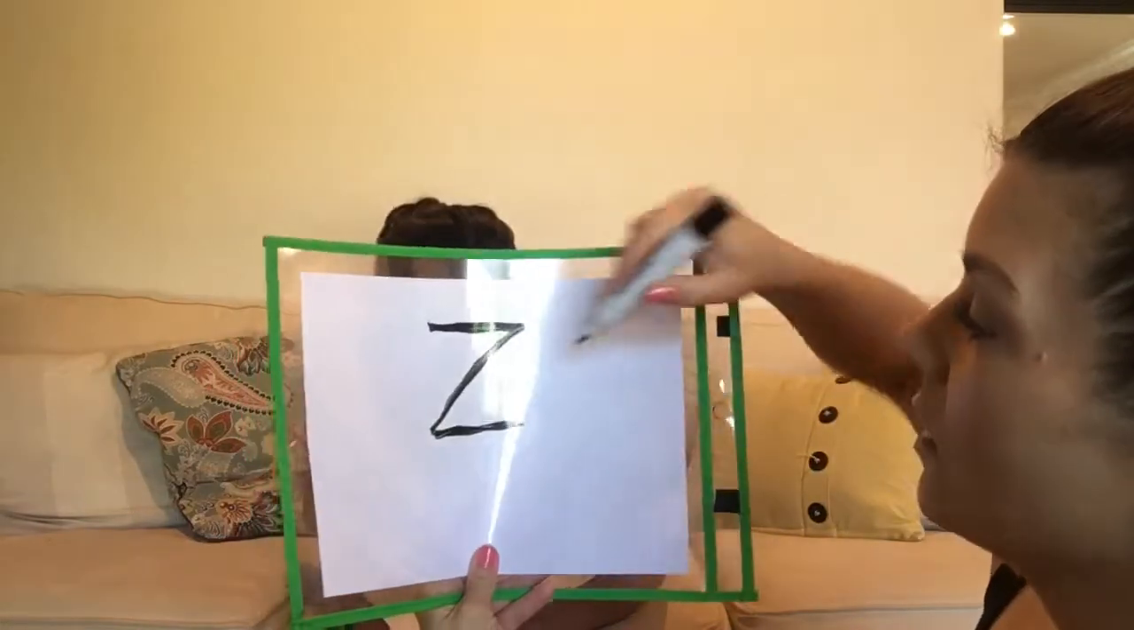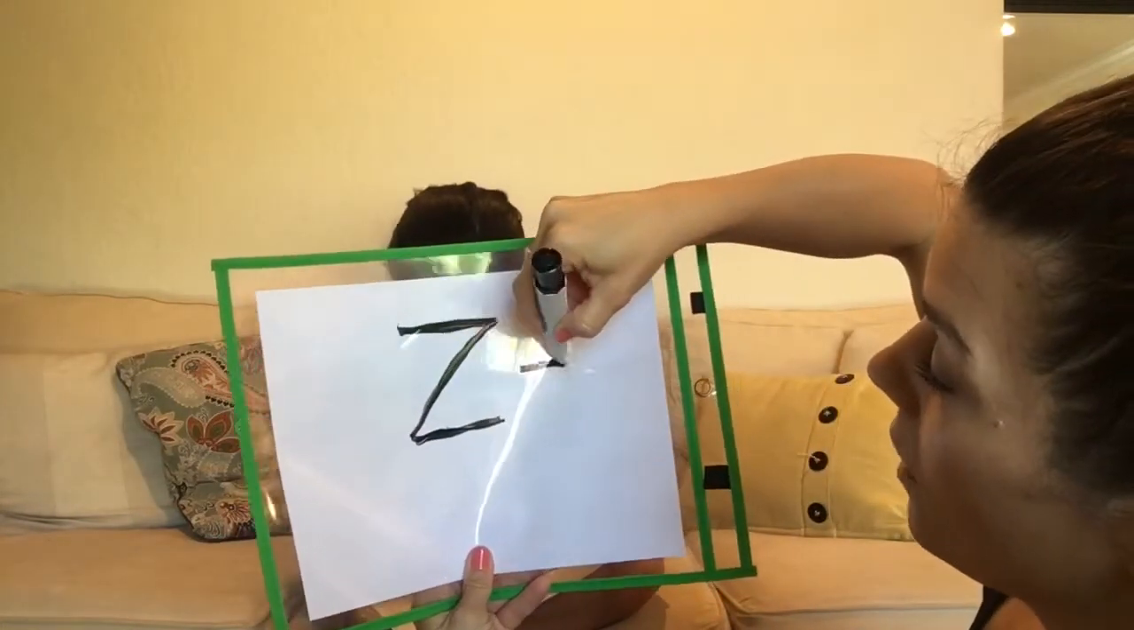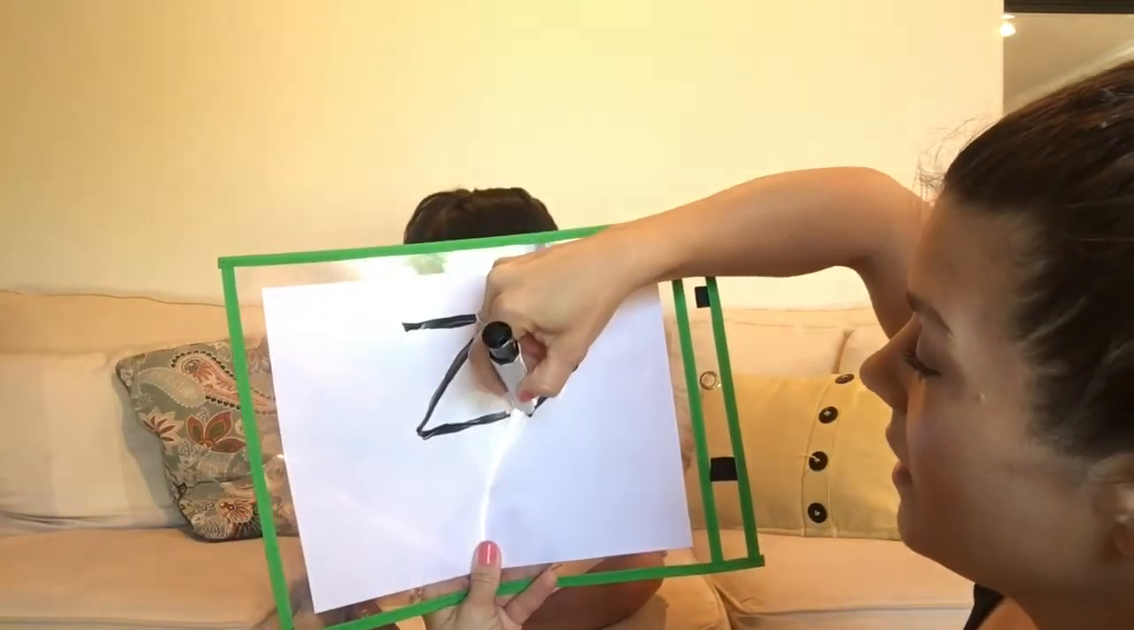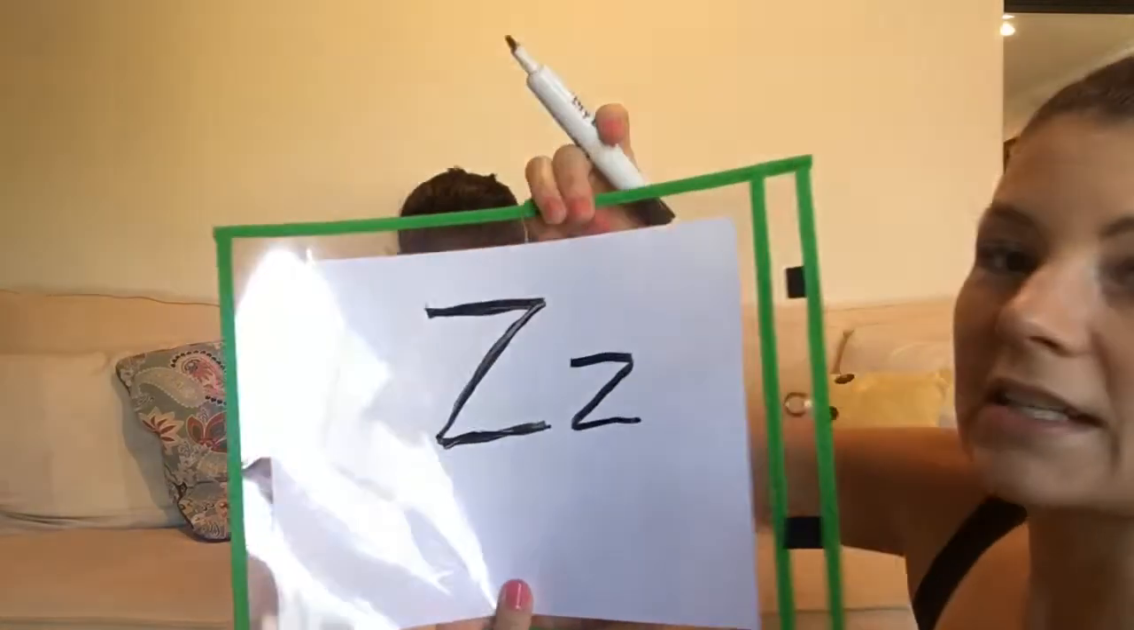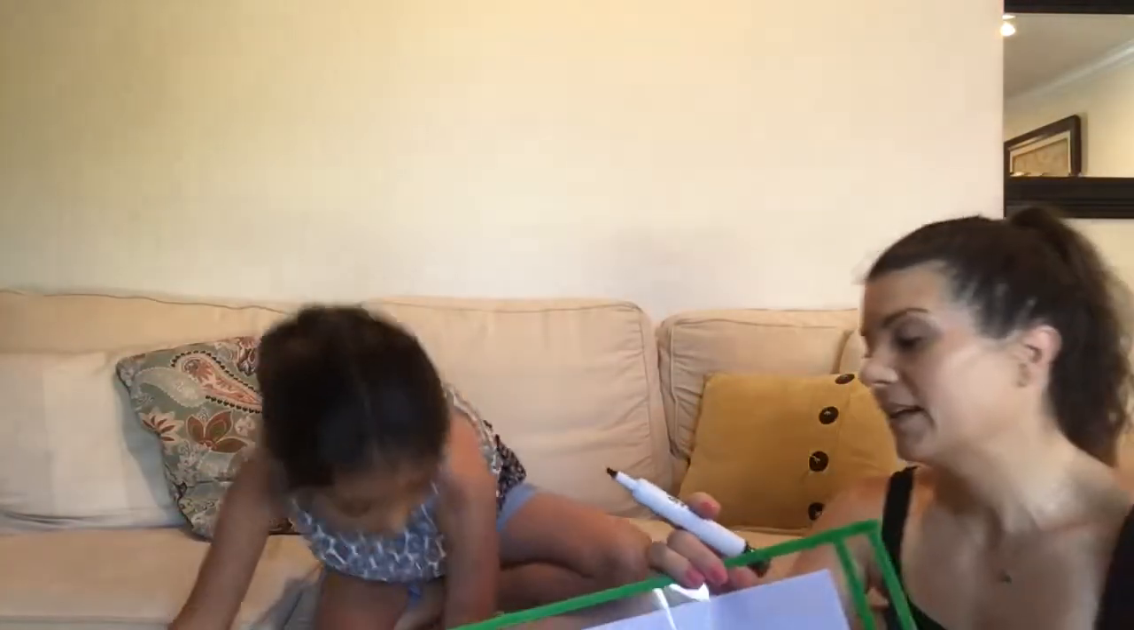And then here's a lowercase. It's the same thing, only smaller. Across, to the side, across. Z. Okay. Oh, Mila, what did you make?